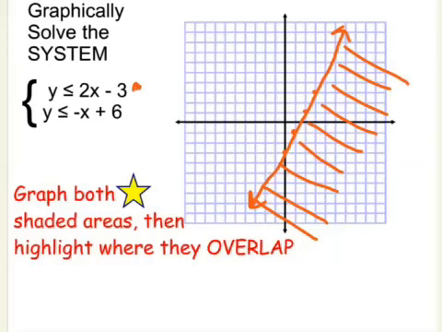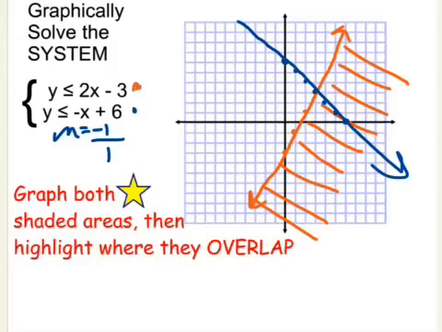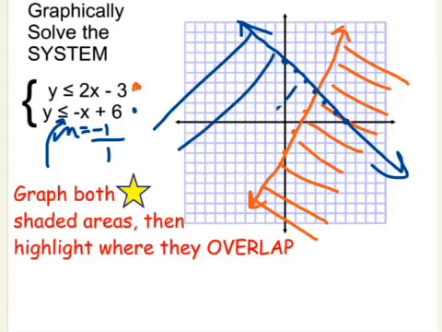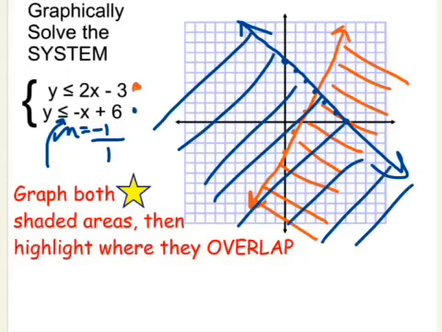I'm now going to change colors. Let's do blue for the other one. We go up 6 and we put a dot, and then the slope on the second one is -1. That means down 1 over 1. And once again we do a solid line, and the 0, 0 test this time passes, and it says less than, so we shade under the line.